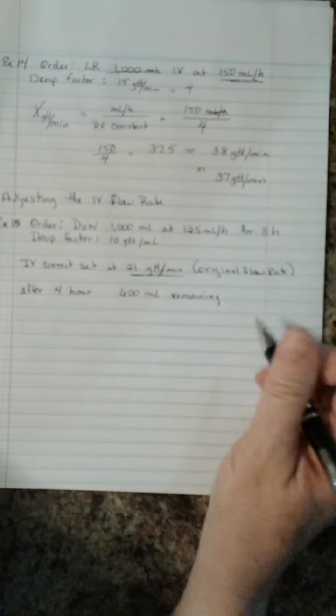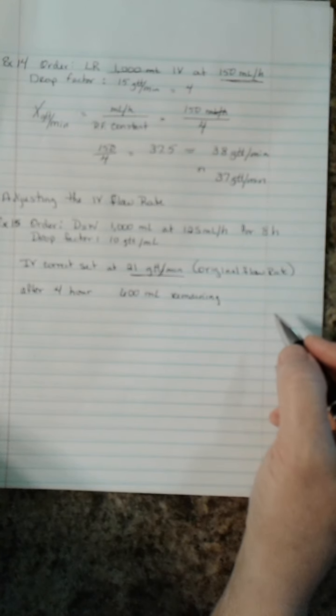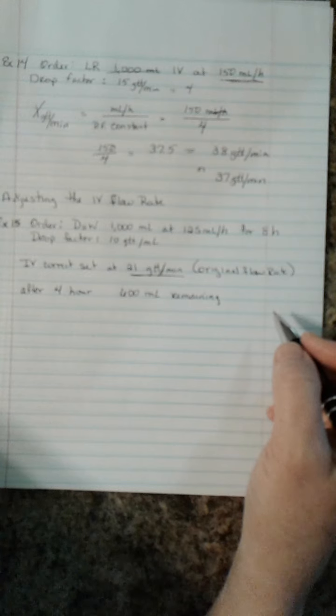So what you want to know, well, let me finish reading the problem. It says a hospital allows a 25% IV flow variation with careful patient assessment, and if the patient's condition is stable. Our patient is stable. And it says calculate the adjusted IV flow rate and determine if you can adjust the IV.